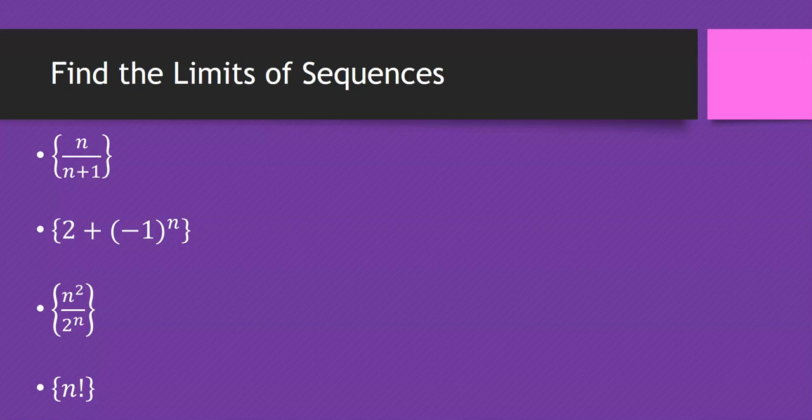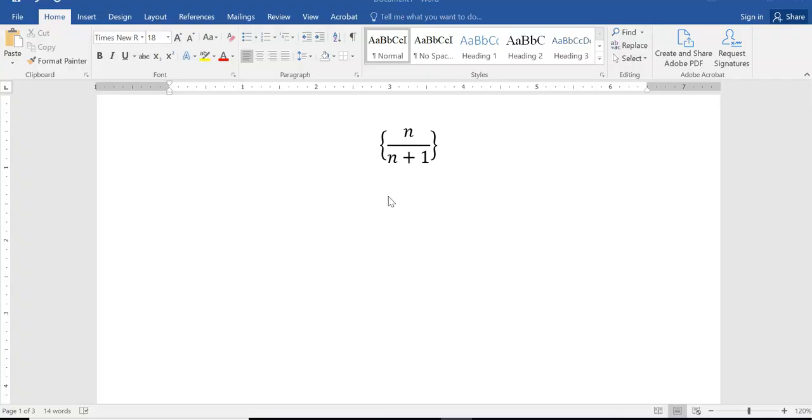So let's take a look at the limits of the sequences that we dealt with before. We have n over n plus 1, 2 plus negative 1 to the nth power, n squared over 2 to the n, and then n factorial. Now we've dealt with each of these sequences before, so it should not be a crazy surprise. So let's take a look at this first one, n over n plus 1.